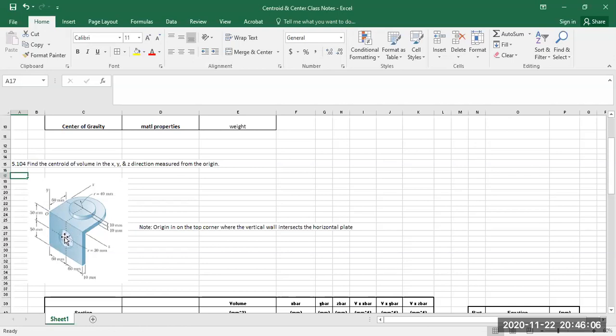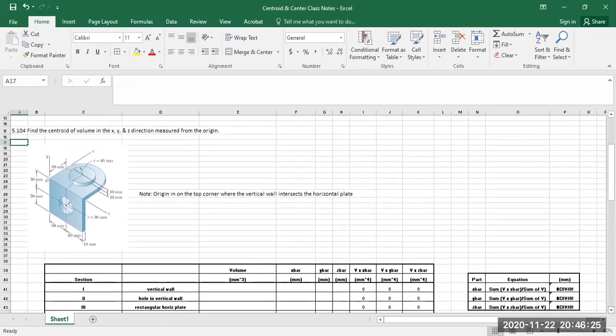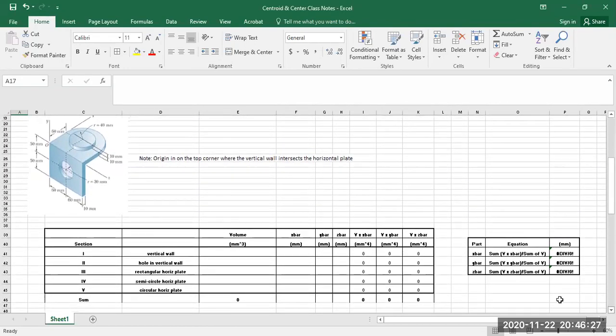That would be another part, another section. There's also a rectangular shape here. That's going to be my third section. There's a semicircle here, and then I have a circle or a cylinder up on top. So that's how I'm going to look at it. So I'm going to scroll down on my table, and I set up the table already. So notice, my first column of my table represents the section. So section 1 is this vertical wall, okay, the vertical rectangular wall.